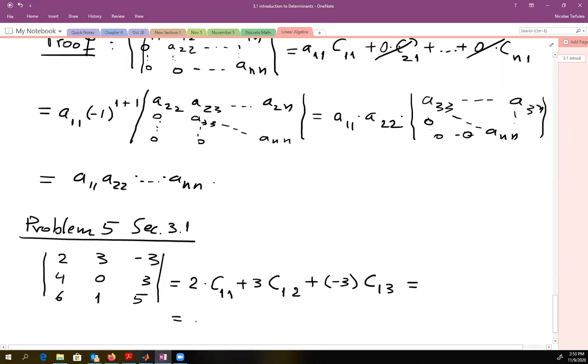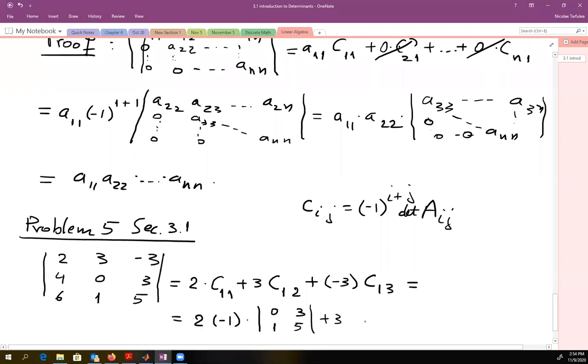let's see. So this is 2 times negative 1. We know the definition of this cofactor. Let me remind you that Cij is negative 1 to the i plus j times the determinant of Aij, where Aij is obtained by crossing out row i and column j. In our case, I'm going to cross out the first row and the first column, and what's left here is 0, 3, 1, 5.